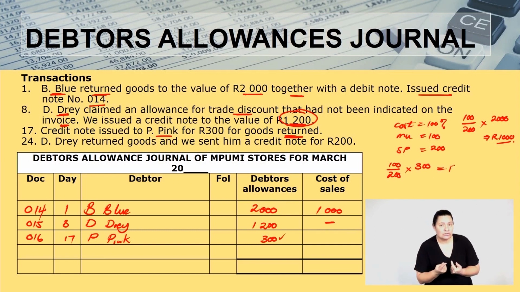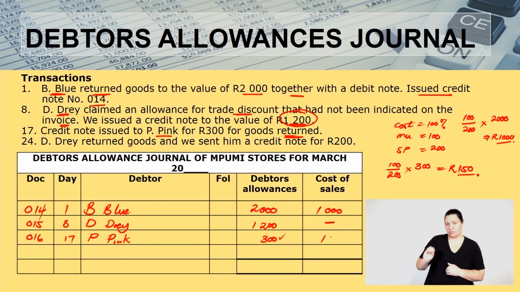How much do you then get, dear learners? Please punch that in your calculators quickly. How much do you get? You get 150, so I have my 150 here. Let's quickly do the last one. I would have loved you to do it on your own, but let's do it together.